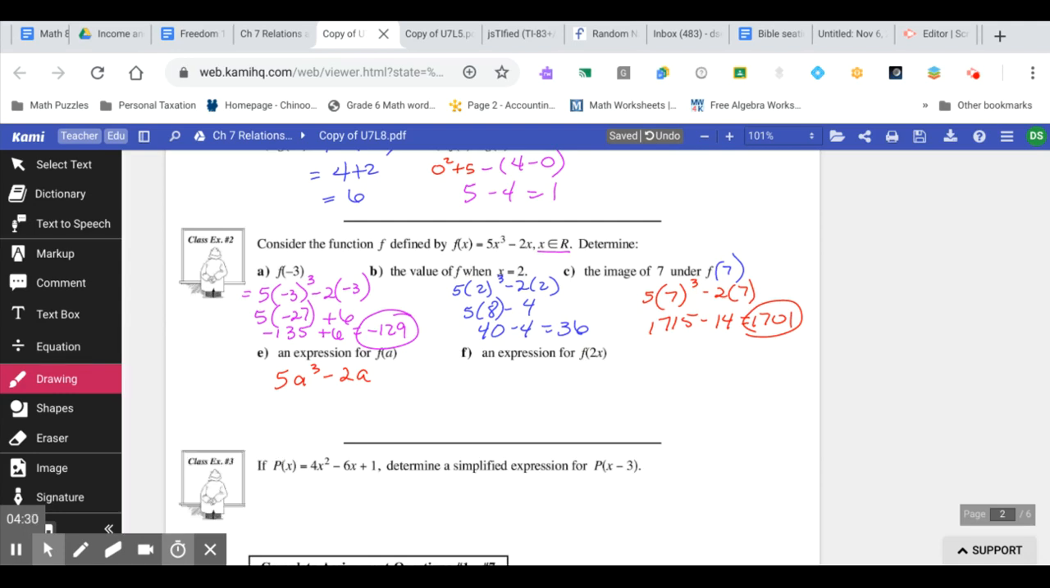All right, everywhere we see an x, we're going to put a 2x instead. So this is going to be 5 times 2x to the third minus 2 times 2x, because I'm replacing every x with a 2x. So this 2 is already there. I replace the x with a 2x. Okay, do the math. And that's your expression. That's all you can do. All right, good.